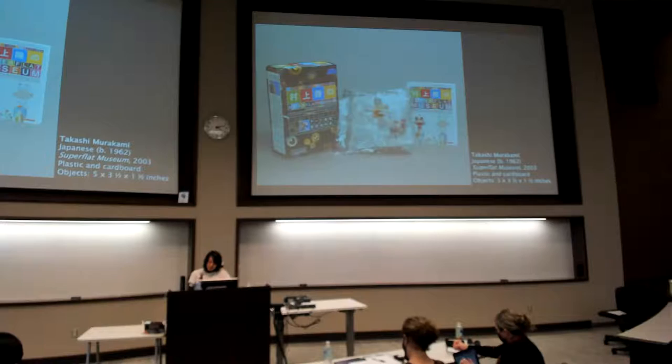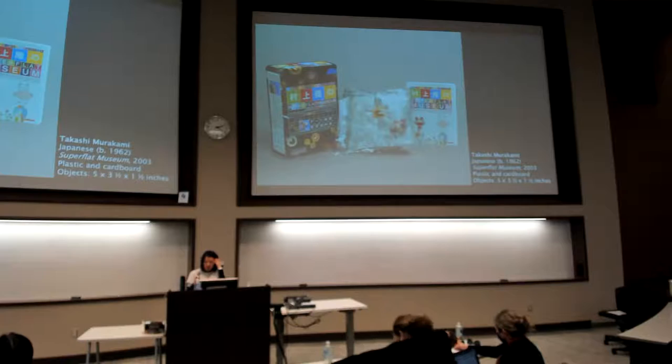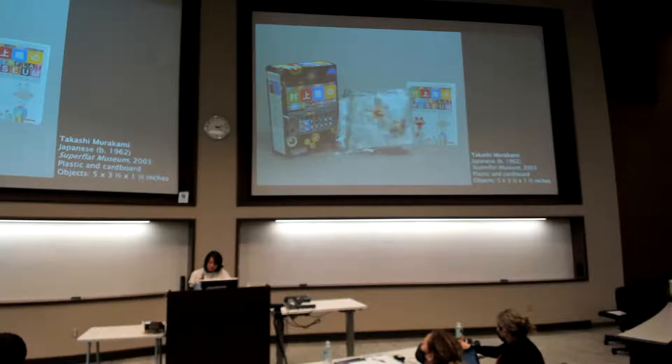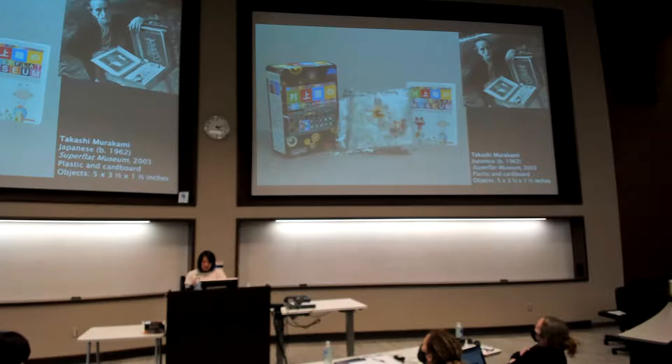His Superflat Museum is made of small cardboard boxes. Each contains 10 plastic miniatures of his best known works to be sold in museum shops as well as convenience stores. The work is an unmistakable homage to Duchamp's Box in a Valise that he created between 1935 and 1941, for which he packed reproductions of his own works and carried them around in a suitcase like a salesman. Both works advocate a radically democratizing idea for art, but also suggest that art is inseparable from commerce, a lesson Duchamp played with, but Murakami took to heart.